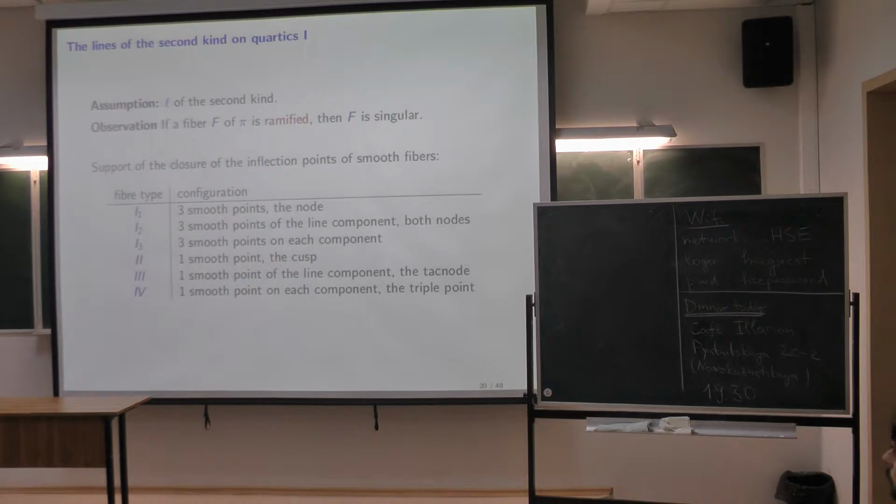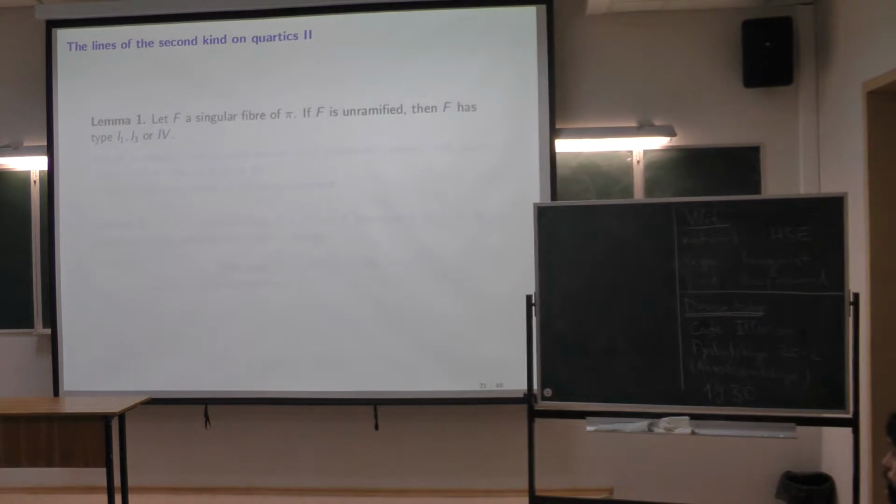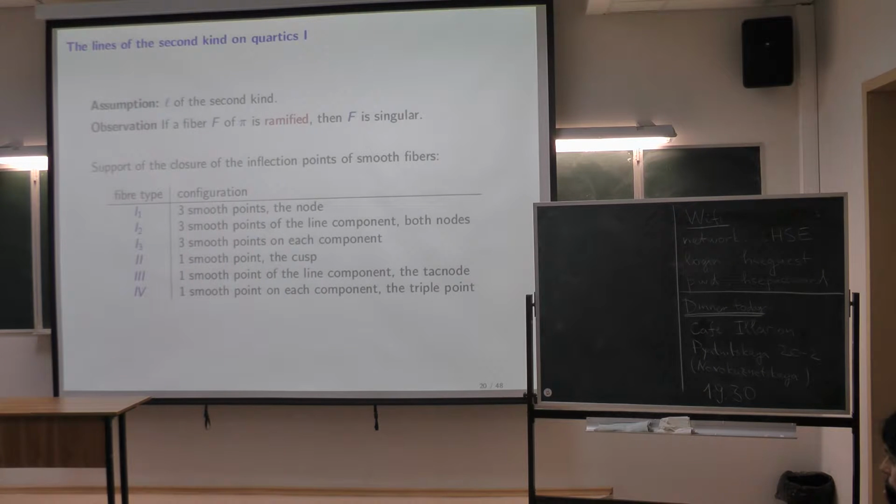And on the singular fibers, I know what are the inflection points or torsion points, whatever you like. So I know that the line of the second kind must run to those points. This is a really severe restriction of the behavior. And then the first observation is, if I have an unramified fiber, then it has only 3 possible types. Unramified fiber means that my line runs to 3 smooth inflection points. Yeah, and by this table, those cases are excluded. Okay.